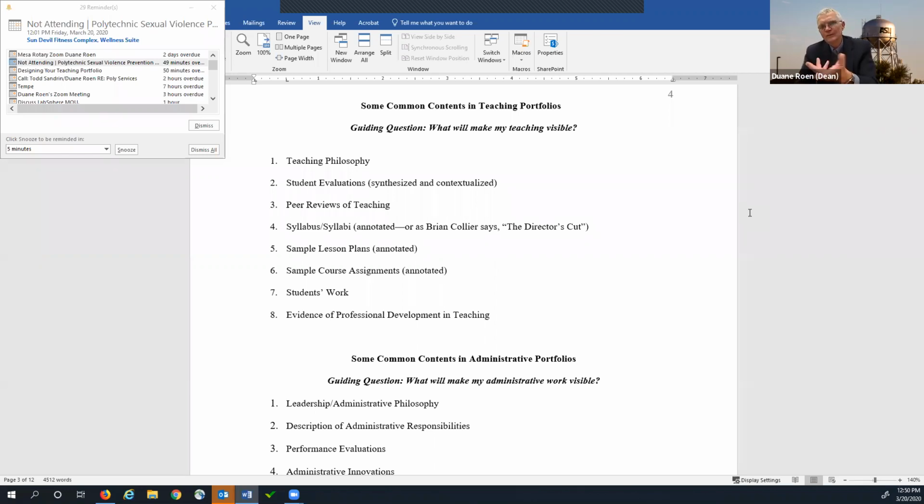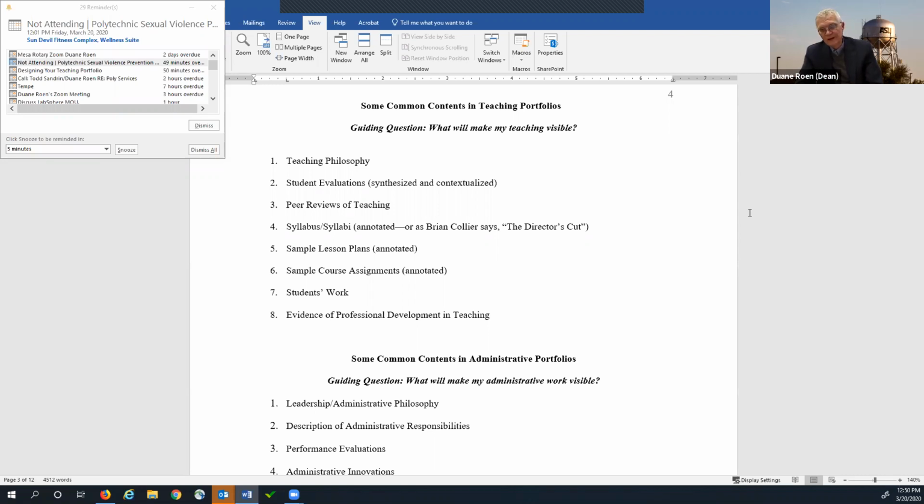So show that feedback, as one of you said. Show an early draft of a paper, your feedback, and then how that got better. And not just a paper, it could be any sort of student work, a project of any kind. Make your teaching visible. Then number 8, evidence of professional development in teaching is another good thing to do.